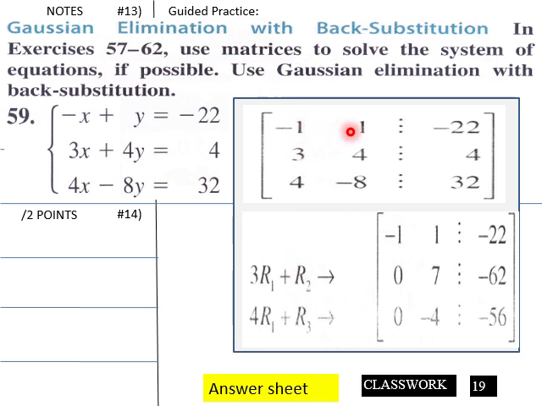So we go 3 times this and add it to row 2, and we're going to end up with 0, 7, and -62 here. And then 4 times row 1 plus row 3. So 4 times this added to that, and then we get 0, -4, and then -56. Okay, that looks good so far. So that's your guided practice.